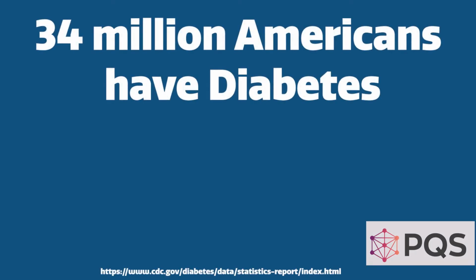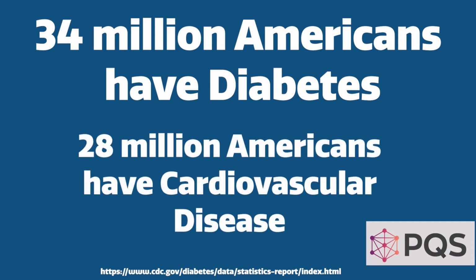The CDC reports that more than 34 million Americans have diabetes, and more than 28 million Americans have cardiovascular disease. We know that your pharmacy is caring for more patients with these conditions than ever before. We want to help you understand how these measures are calculated in Equip.